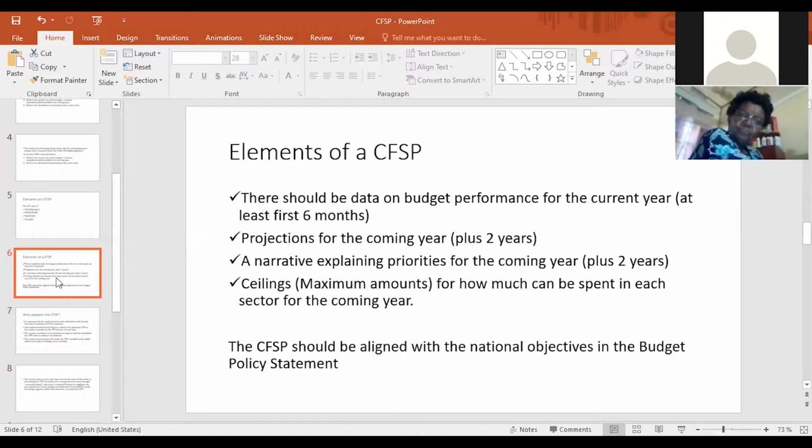Projections for the coming year plus 2 years. It should also show us a narrative explaining priorities for the coming year plus 2 years. And it should also give us ceilings, maximum amounts for how much can be spent in each sector for the coming year. And it should be aligned with the national objectives in the budget policy statement. So the county fiscal strategy paper is the equivalent, the other name for it, like if we are talking nationally, is the budget policy statement, okay? So all of them should align with each other. So there should be data on budget performance for the current year.